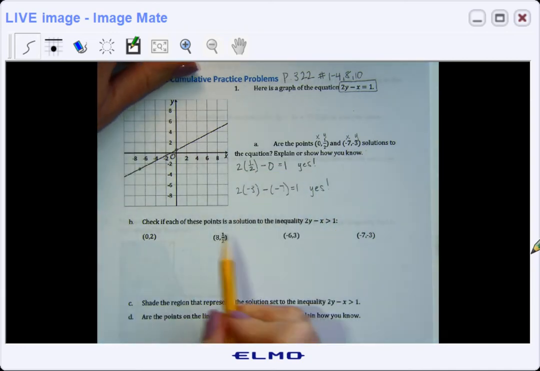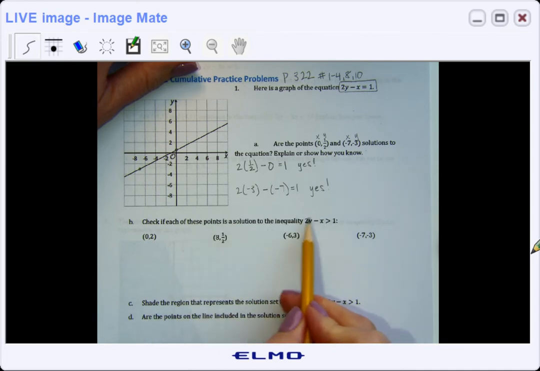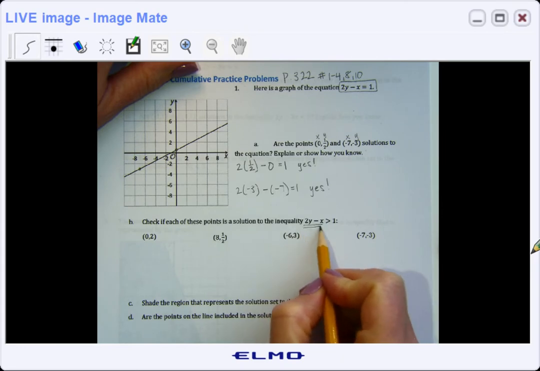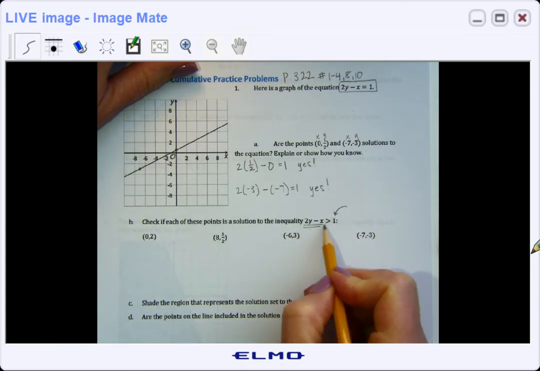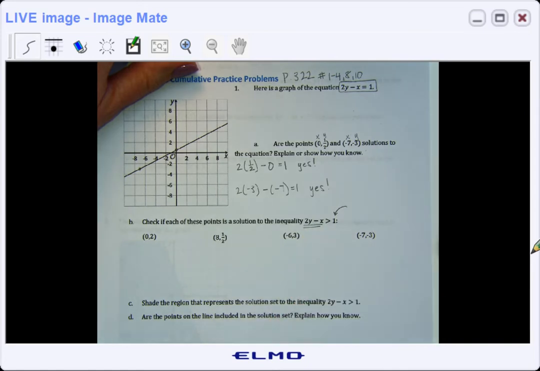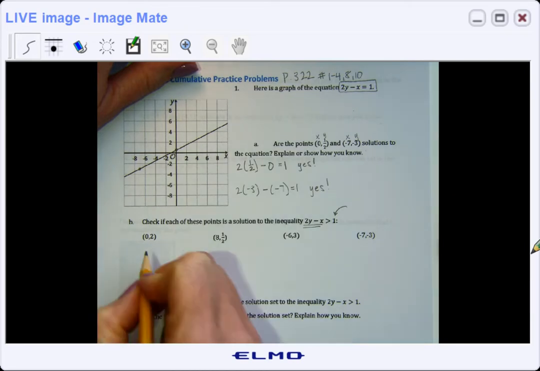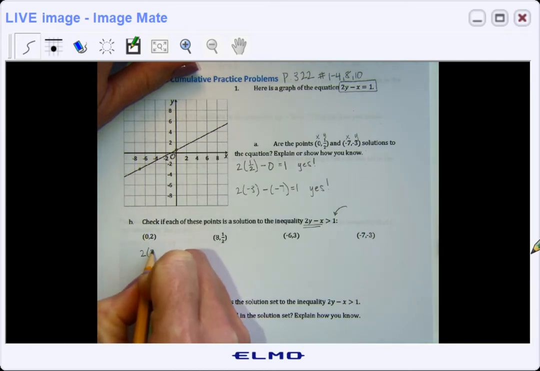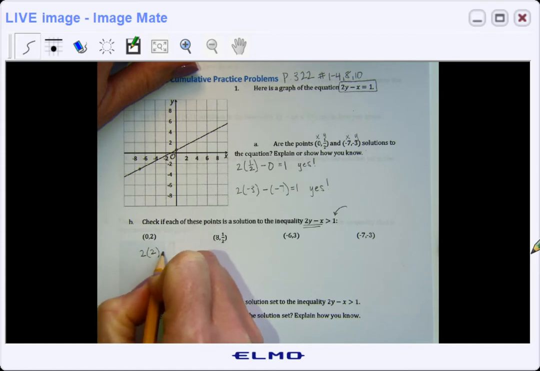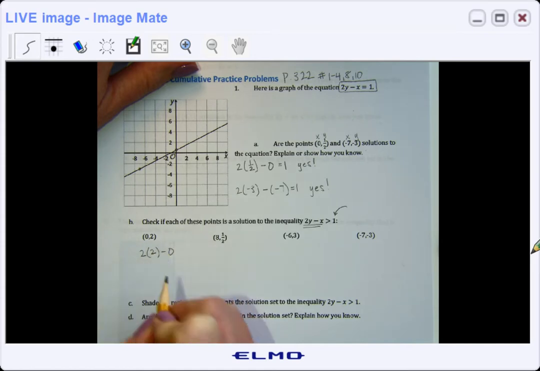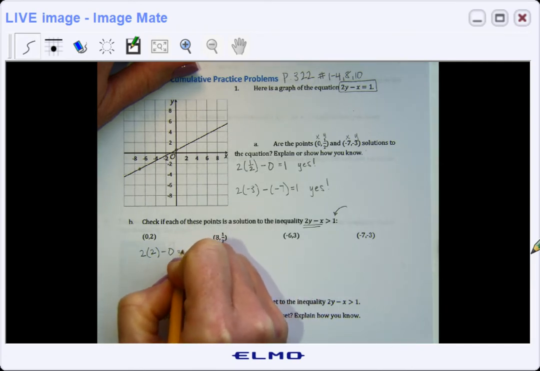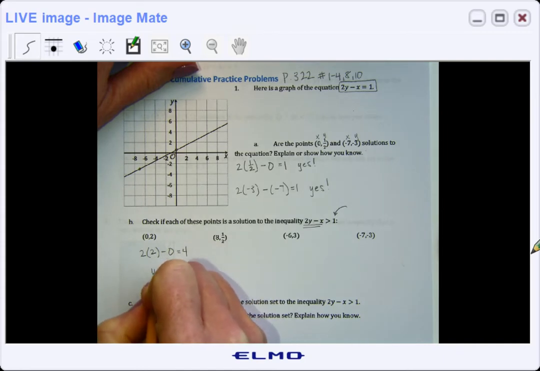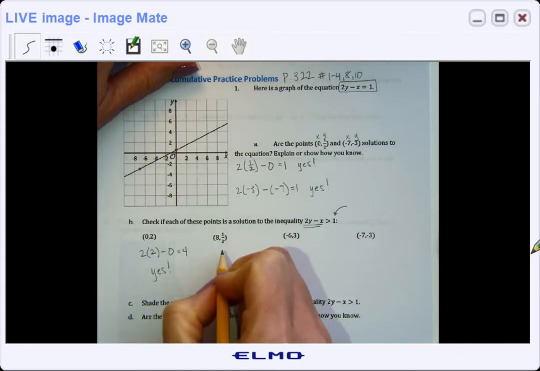Now we want to determine if these are solutions to the inequality. So if I put these numbers in for x and y into this side of the inequality, do I get an answer that is greater than 1? So 2y minus x is greater than 1. So I'm looking for answers that are more than 1. So for the first one, 2 times 2 minus x, minus 0. So 2 times 2 is 4. 4 minus 0 is 4, which is greater than 1. So yes.